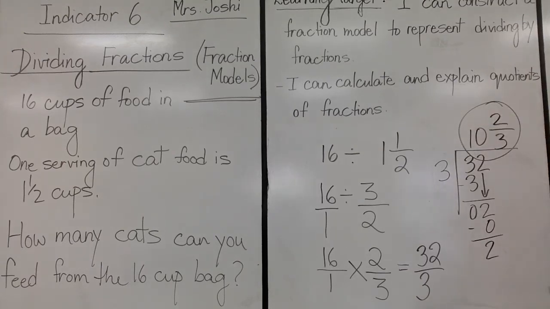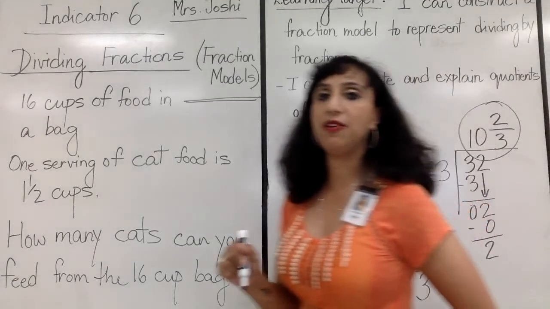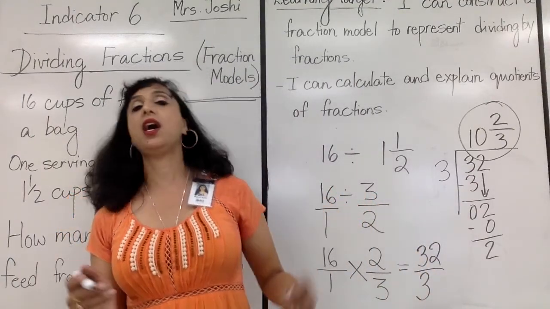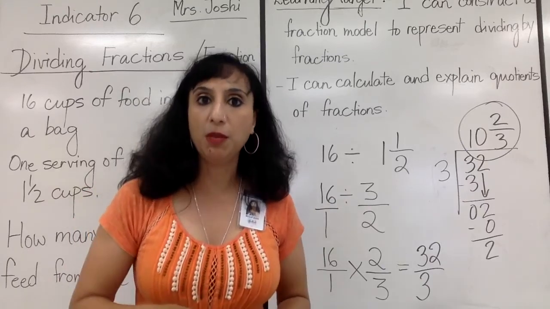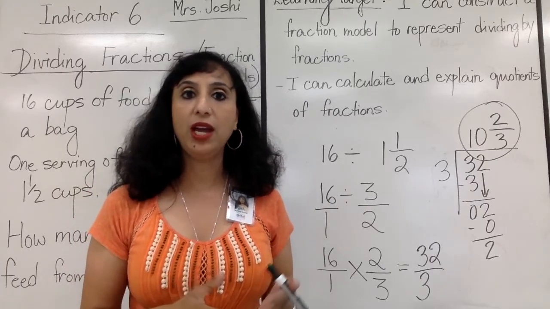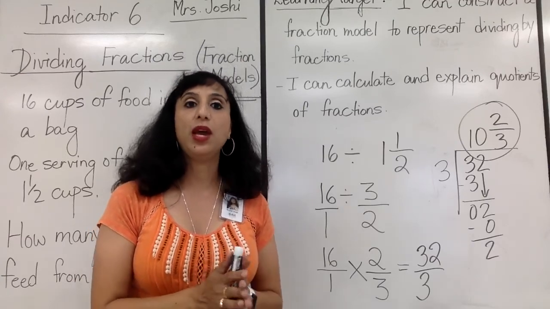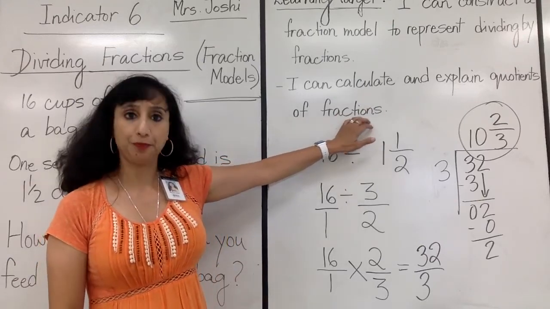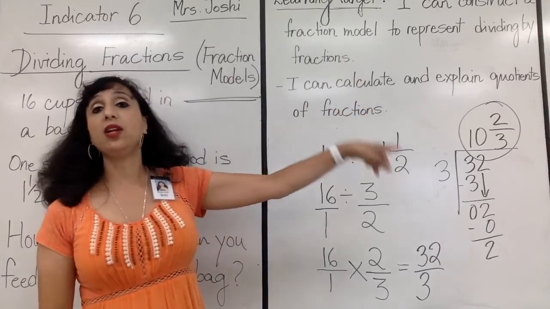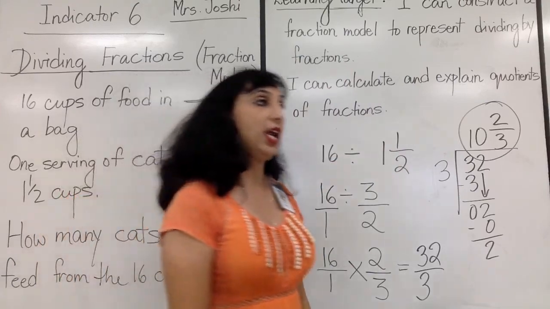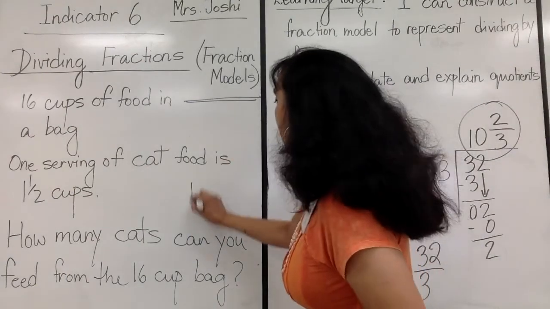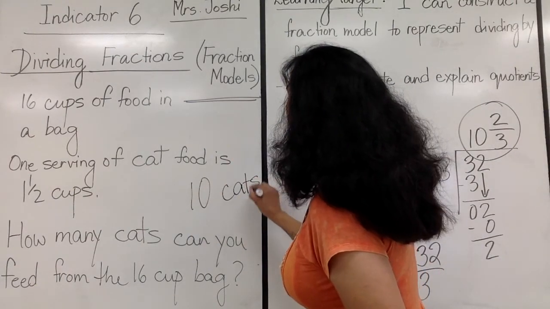Now, we cannot say 10 and 2/3 cats. So how do you figure 2/3 of an animal anyways? All right, are you talking about this portion off or this portion off? We don't say 2/3 of a human being. We don't say 2/3 of an animal. I mean, you can't do that. So this is where explaining quotients of fractions comes in, and we only say that this bag can feed 10 cats. So the answer will be 10 cats.